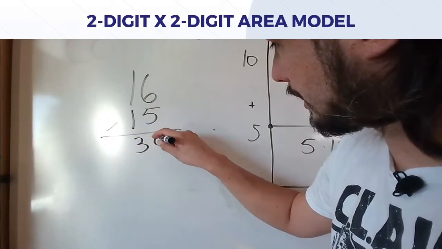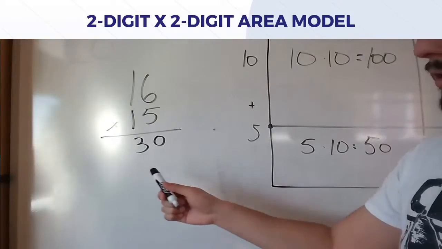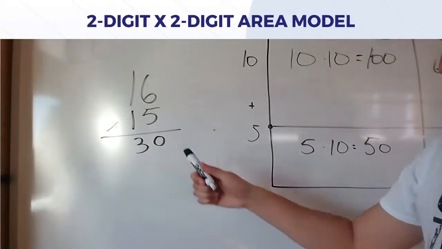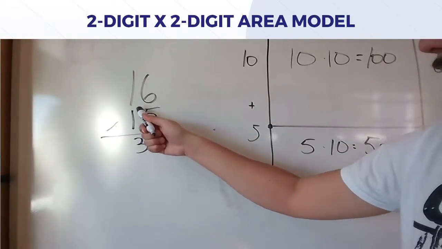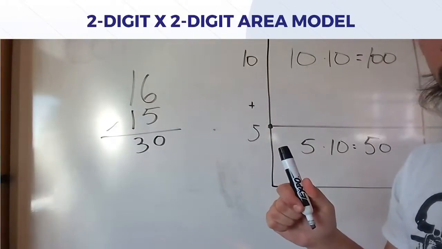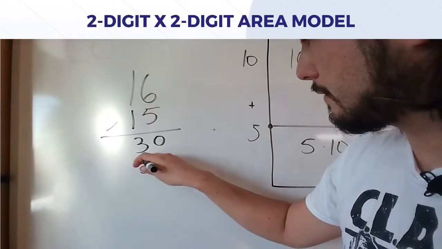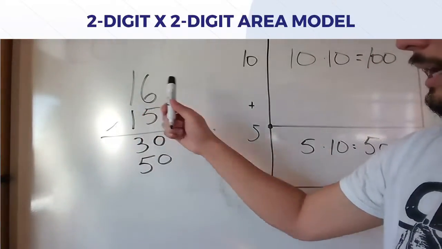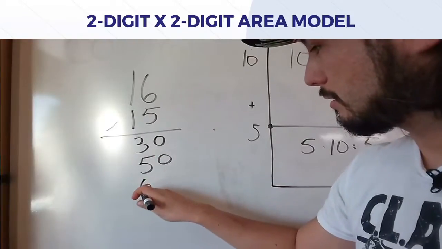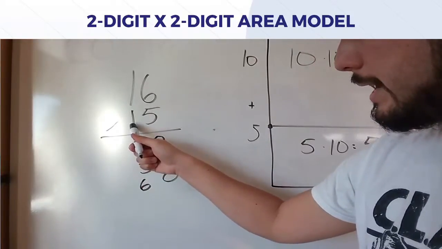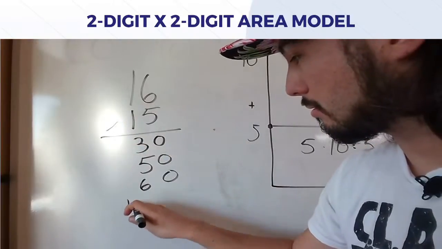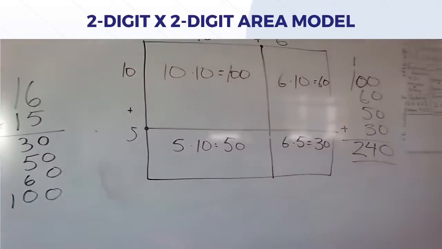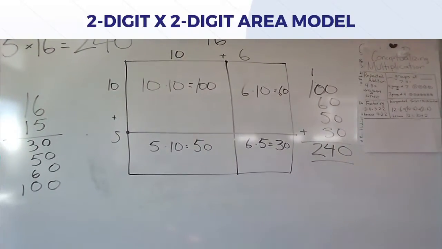And I actually really like to do standard algorithm this way, putting all of our partial products below rather than carrying it up to the top. It's a little clearer to see. 6 times 5 is 30, and then 5 times 10, because this is 110, 5 times 10 is 50. Okay, then moving to our other digit down here. 10 times 6 is 60. And 10 times 10 is 100.